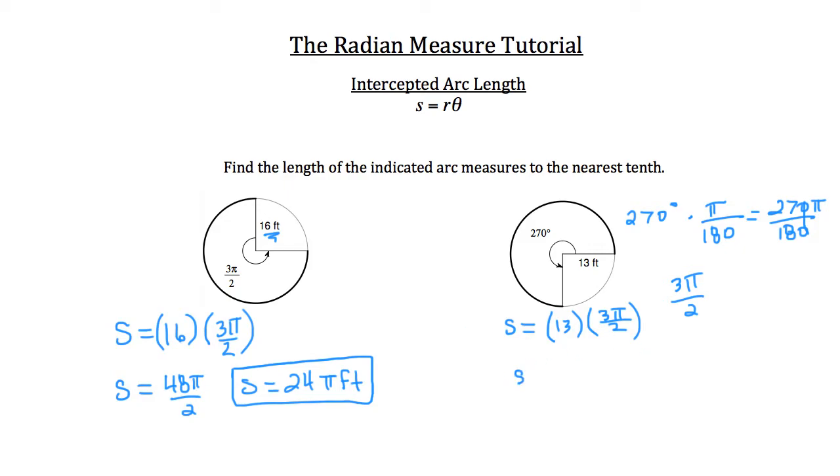So s is equal to 39 pi over 2. I don't want to make a decimal answer, so I'm going to leave my answer as 39 pi over 2, and that's feet that we're referring to here. That's the arc length of this bold arc right here that travels around that central angle. Now let's go ahead and move on to another problem.